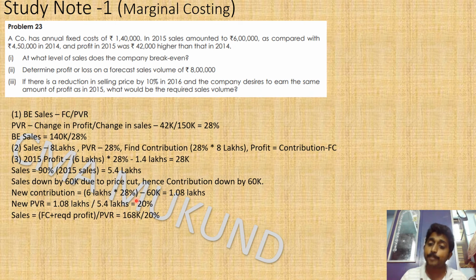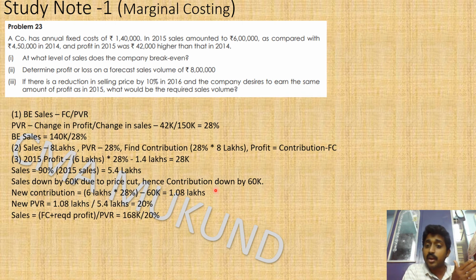So what is the contribution of 2015? It is 28 percentage of 6 lakhs, minus 60,000 rupees will be the contribution for 2016. So it's going to be 1.08 lakhs will be the contribution for 2016. For 2016 we have already calculated the sales. Now we have calculated the contribution. Contribution divided by sales will be the PV ratio for 2016.